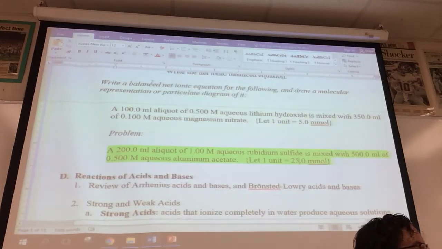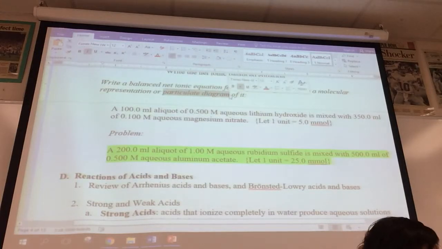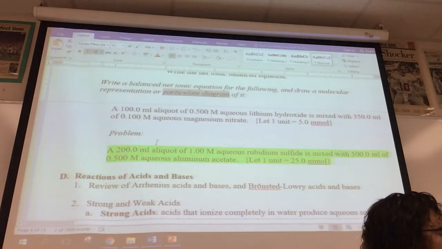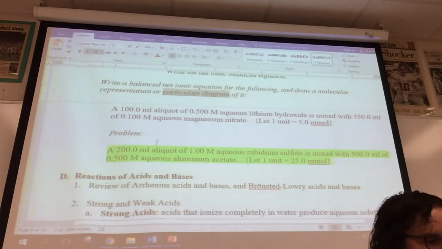It says write a balanced net ionic equation for the following and draw a molecular representation, or sometimes it says particulate diagram. When they first came out with the new improved AP exam, they were saying molecular representation. Now I'm seeing more of a particulate diagram. We're seeing that wording. I'm going to do the first one with you. The second problem is not in your notes. I added it last period because the kids felt like they needed another one. Let's do the first one together, and then I'll let you try the second one.